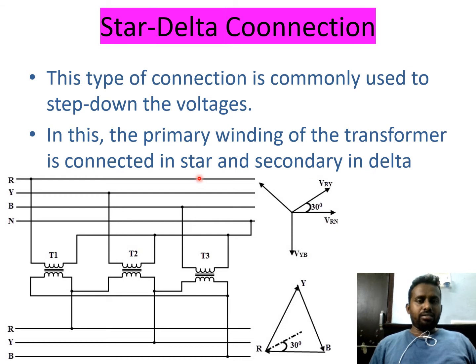We need to recall what the line and phase voltage values are in star and delta. They will be the key features. Now, first draw all four lines, because the primary is a star and secondary is delta. Delta will not have any neutral. So, for star you will draw three phases along with a neutral, and for delta you will draw three phases. And these are the windings 1, 2, 3.